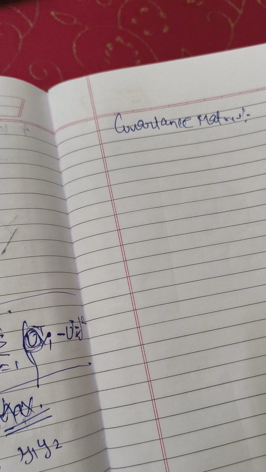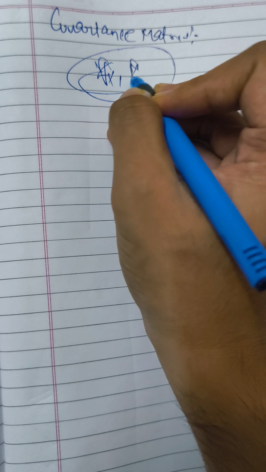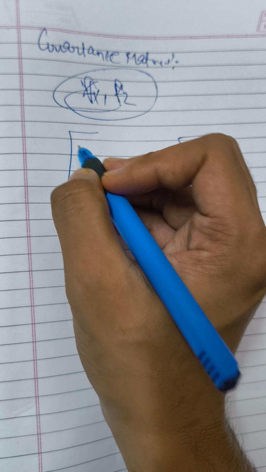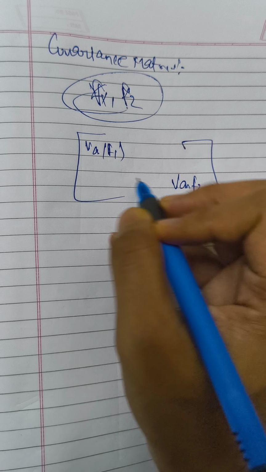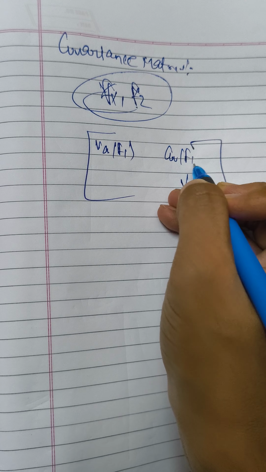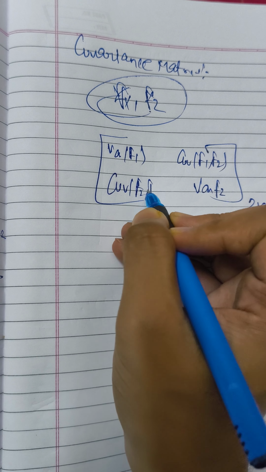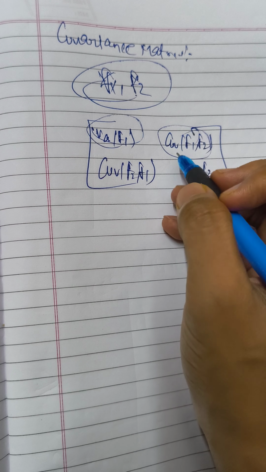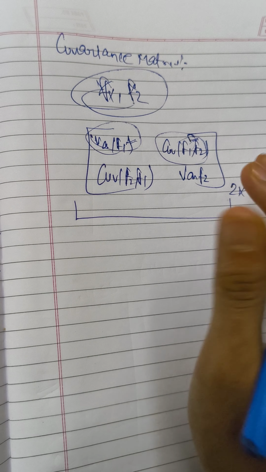So how do we calculate the covariance between two features? Here we have f1 and f2. If we have two features, then the matrix is 2 cross 2. It will be variance of f1, variance of f2, covariance of f1 comma f2, and covariance of f2 comma f1. When you use the formulas for variance and covariance, you can easily get the numerical values here, and this is our covariance matrix.